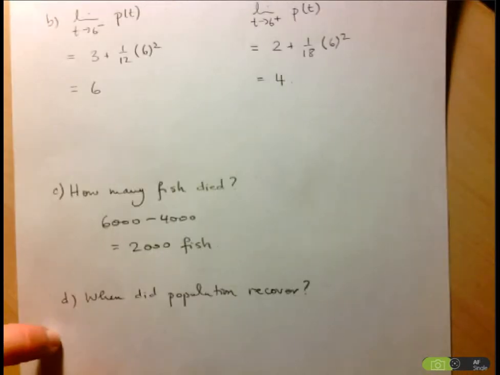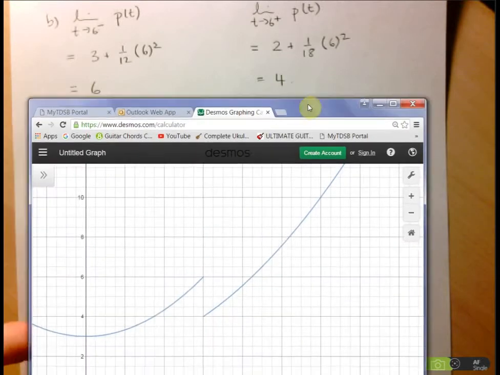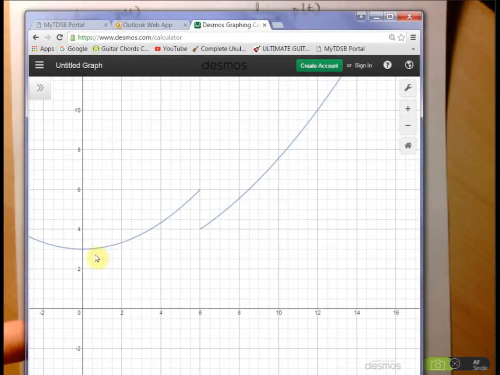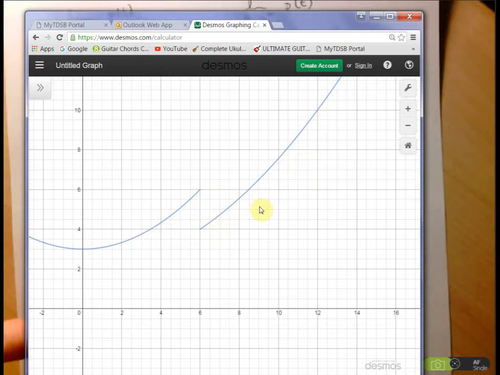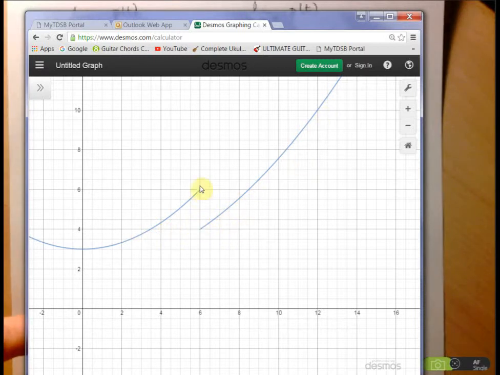Now let's just take a quick look at the graph to see that everything fits. So here, as we expected, we have a quadratic to the left of 6, another quadratic to the right of 6. However, the limit does not exist at 6. As we approach 6 from the left, we use the left-handed function to determine the limit, but when we're determining the right-handed limit, we use the right-handed function to determine the limit. And not surprisingly, they're not the same. So here from 6,000 to 4,000, 2,000 fish were lost.